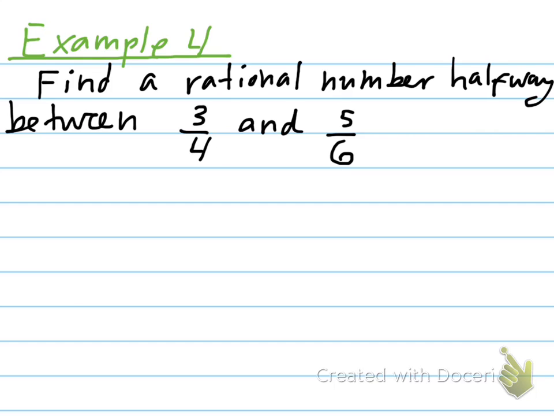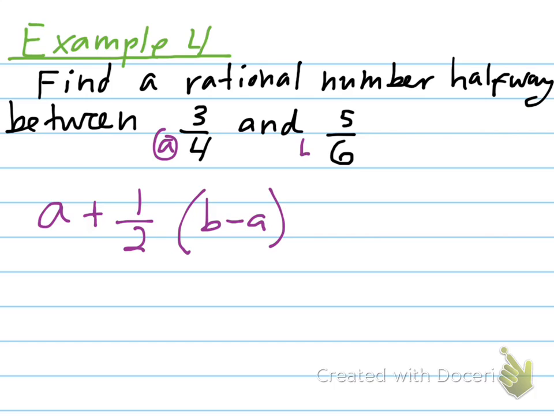Example 4 in the book asks you to find a rational number halfway between the numbers 3/4 and 5/6. All you're going to do is take your formula from before to find something halfway, which looks like this. And then let's label them. We'll call this one A, we'll call this one B, and then we'll just fill in. So we have 3/4 plus 1/2 of the difference of b minus a.